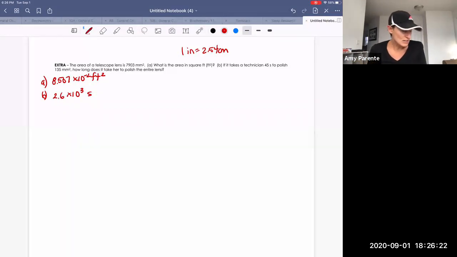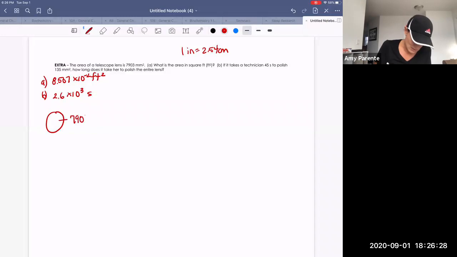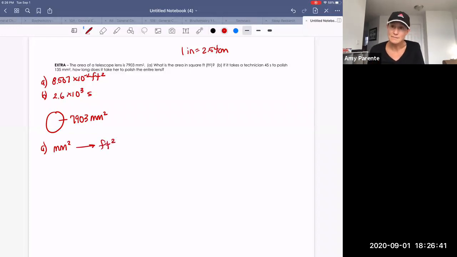Not really a picture that we need to draw here, but I guess I'm just such a picture person. We've got a lens, so I've got a circle here that's 7903 square millimeters. My first problem says, I know how many square millimeters that is, but I want to know how many square feet that is. To make my roadmap, I don't know a connection offhand between millimeters and feet, so I know I'm going to have at least 2 steps.